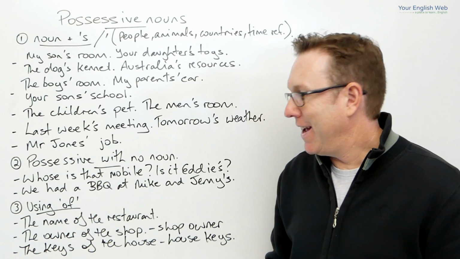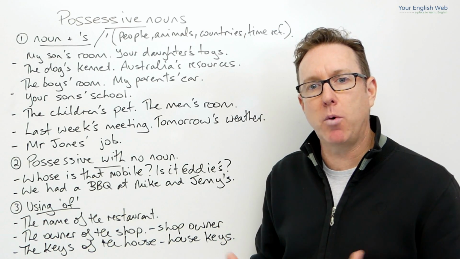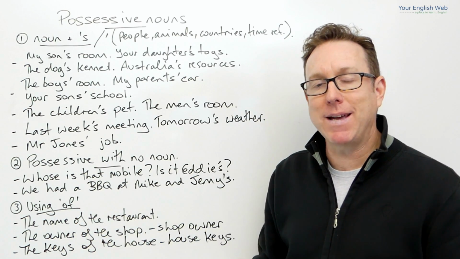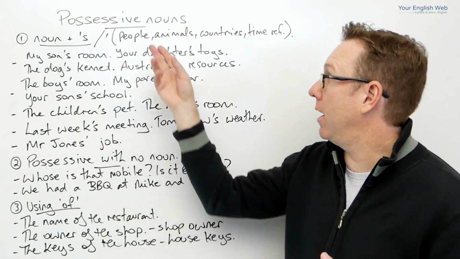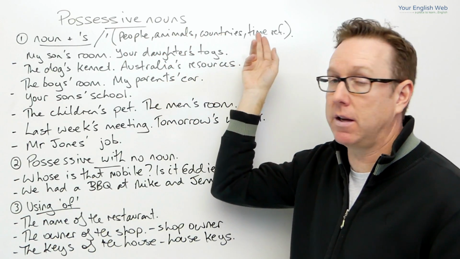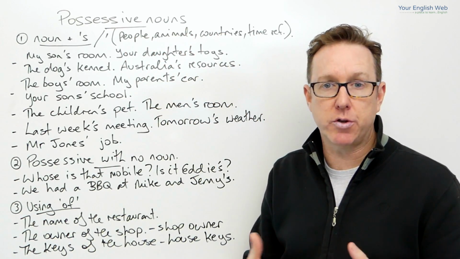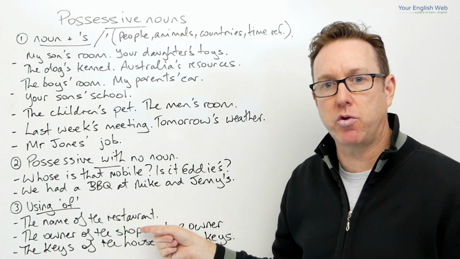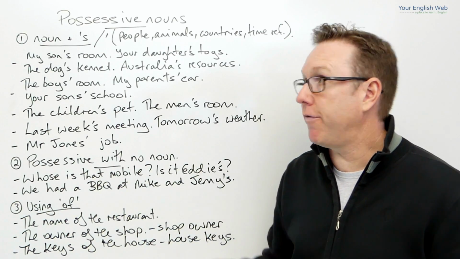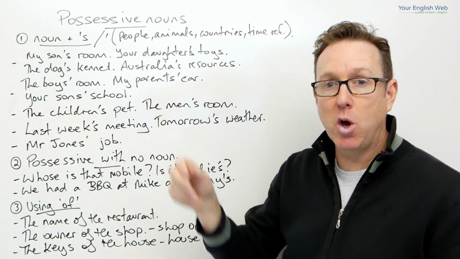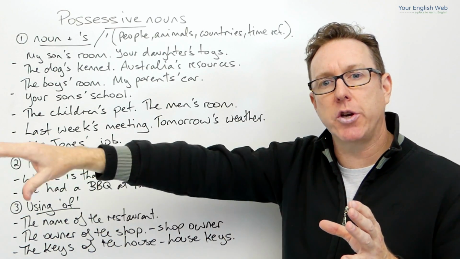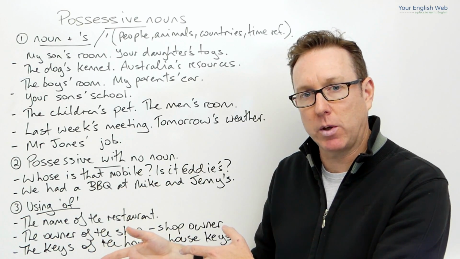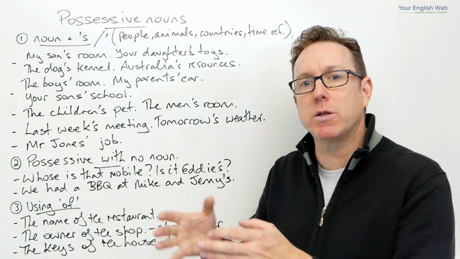That's the example. Now, things start to get a little bit more difficult when we have the of, okay? But basically the rule is that when it's not a person, animal, country, etc., we use the structure with of. So for example, we would say the name of the restaurant. We can also use of with people, when it's a very long sentence. So you could say, for example, what's the name of the person you were speaking to yesterday?